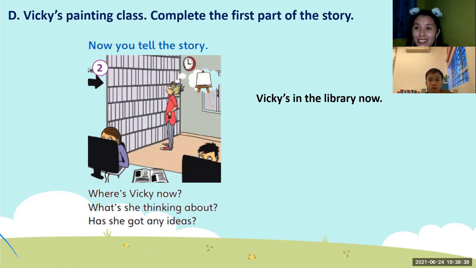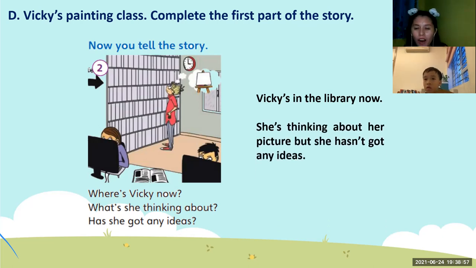So what she's thinking about it? Can you see, Vicky? I can't find the book. Okay, she's looking for a book. Has she got any ideas inside the library so she can apply it in her drawing? She got an idea. Okay, yes. So there you are. Vicky is in the library now. She's thinking about her picture, but she hasn't got any idea. So where is Vicky? In the library, right?